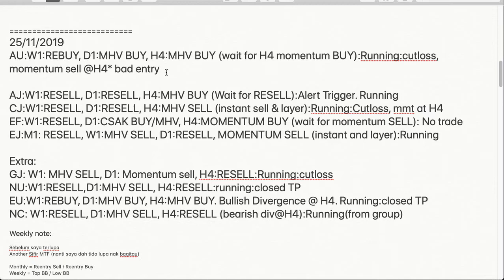Okay, so the first trade was cut loss. The next trade we took was AJ. We have alert trigger on this one, but this trade also is still running. We have not closed it, so we have not met our cut loss condition and it is not running in profit as well. So we still hold this trade for the weekend. So this is a hold. Okay, next trade we have was CAD JPY. This is the re-entry sell setup. However, we enter using instant and relayer. We have this trade running and we have to cut loss because momentum buy appear on H4. So this is the second losing trade for last week.